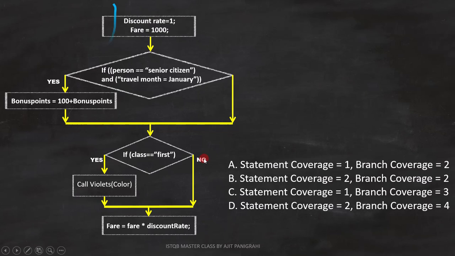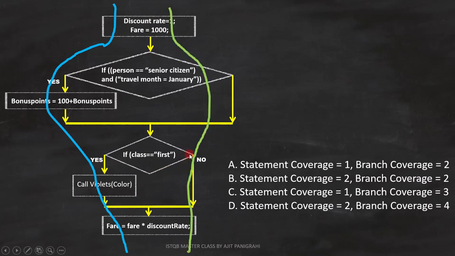With this path, all the statements are covered. That means we need one test case to cover statement coverage. Now, with this test case, we only cover the true part of the decision. So, we need one more test case to cover the false part of the branch. That means two test cases are required to cover branch coverage. Therefore, option A, statement coverage equals 1, branch coverage equals 2, is the correct answer.